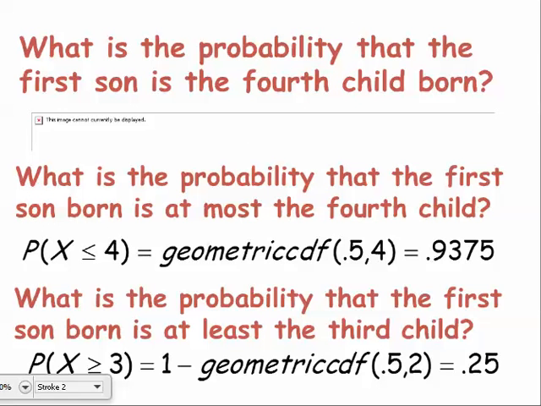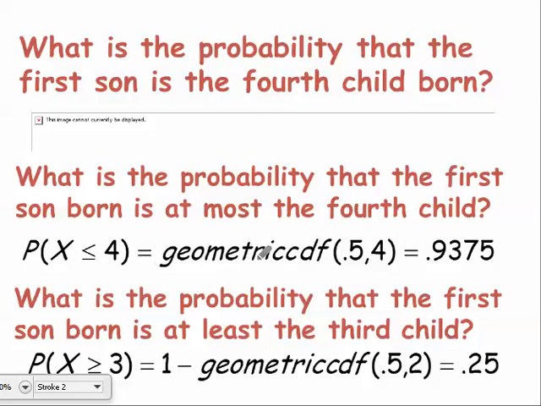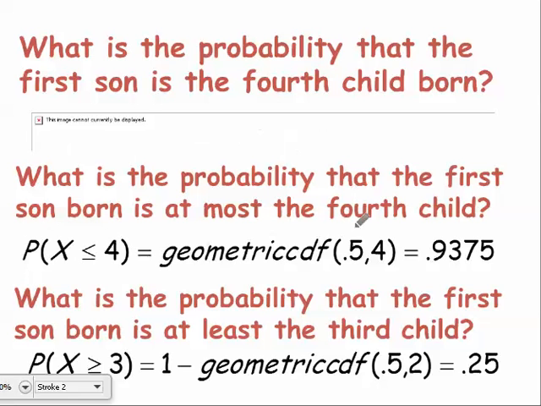Nope, CDF. So what we're going to do here is the geometric CDF of 0.5, and we'll get this number right here, 0.9375. The last one was, what's the probability the firstborn son is at least the 3rd child? That'd be greater than or equal to 3. That's where you take 1 minus that CDF, and that's where you're going to get this number right here.